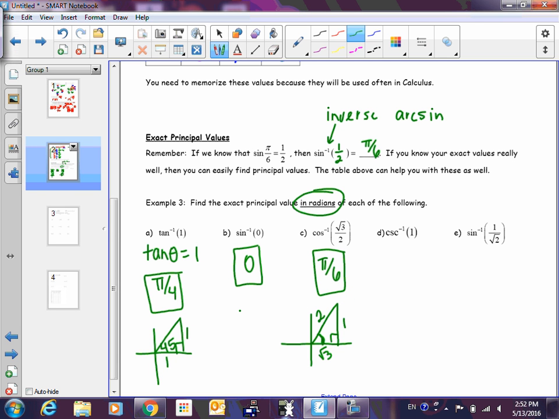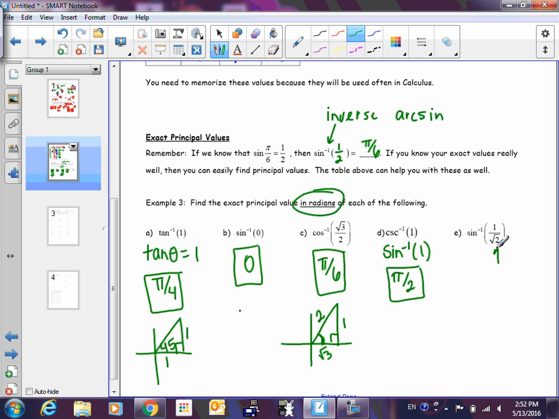What about arc cosecant of 1? This would actually be the very same thing as arc sine of 1. Not because these two things are the same, but when you flip 1, it's still a 1. Right? So what would the answer be? Very good. Pi over 2.